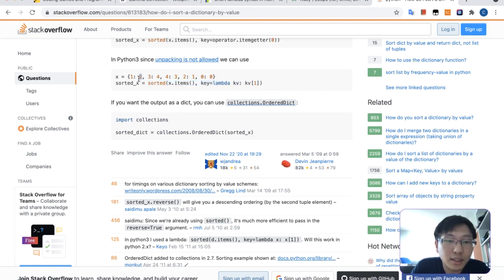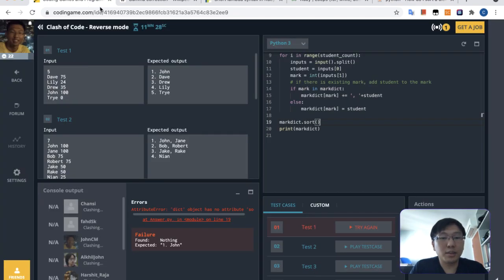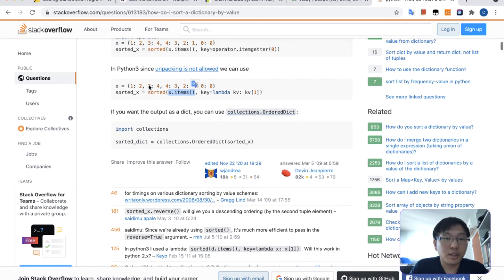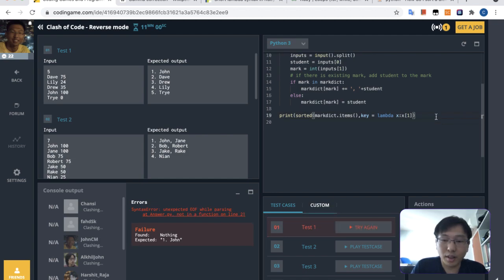kv1. So it takes this here. X dot items will give you the key value pair. Okay, I guess there's a bypass to do it. Over here they did a sorted. Let's see. Okay, let's just print this out. Print sorted mark dic dot items, key equals lambda x1. So the items will be a key value pair, so we sort by the value. We forgot one more bracket.